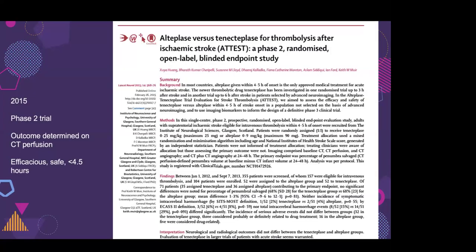Next is 2015, again a phase 2 trial, again based on CT perfusion. All these phase 2 trials are basically to establish efficacy and safety of tenecteplase, and this was also to show the same. However, it could not show any superiority. It only showed that tenecteplase was equally effective, and the results were not any different between tenecteplase and alteplase.